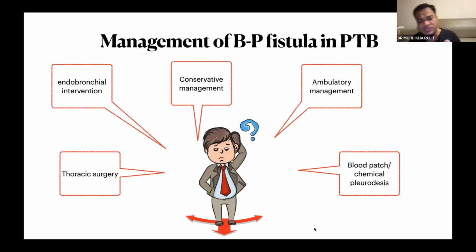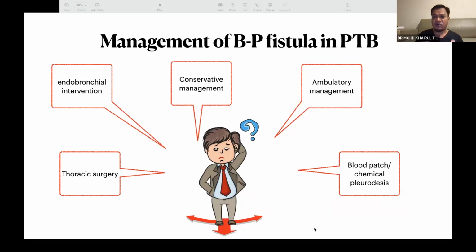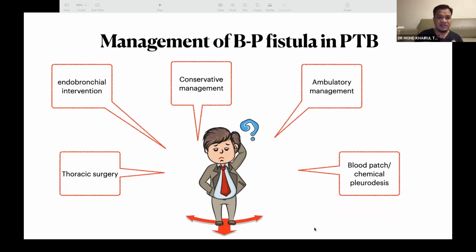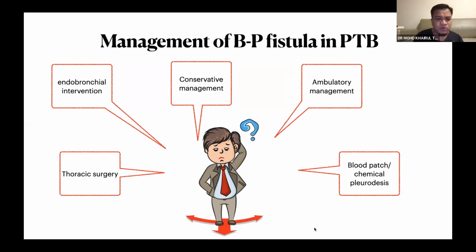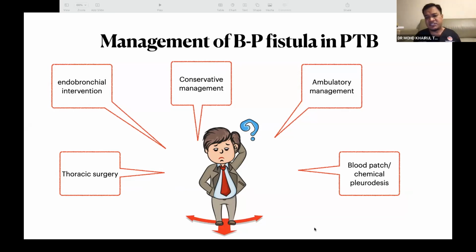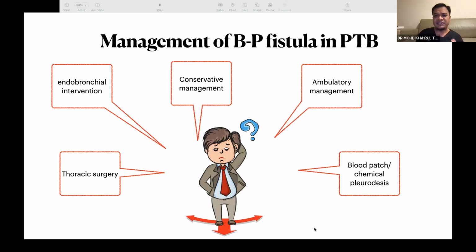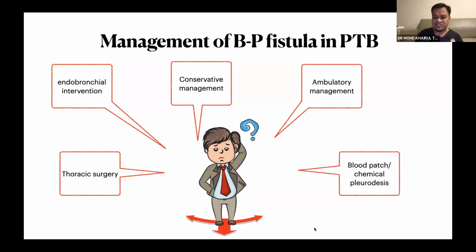Again, a lot of papers describe how to manage bronchopleural fistula in PTB patients. Most of them agree on conservative management. Some of them prefer ambulatory management. Some of them say you can offer blood patch or chemical paralysis itself. And I think some of them also suggest offering endobronchial intervention. I think this is the area which Dr. Arvin can explain in detail, about all the procedures available. And yes, again, whenever you have bronchopleural fistula, the optimal management is actually referral to cardiothoracic surgeons.